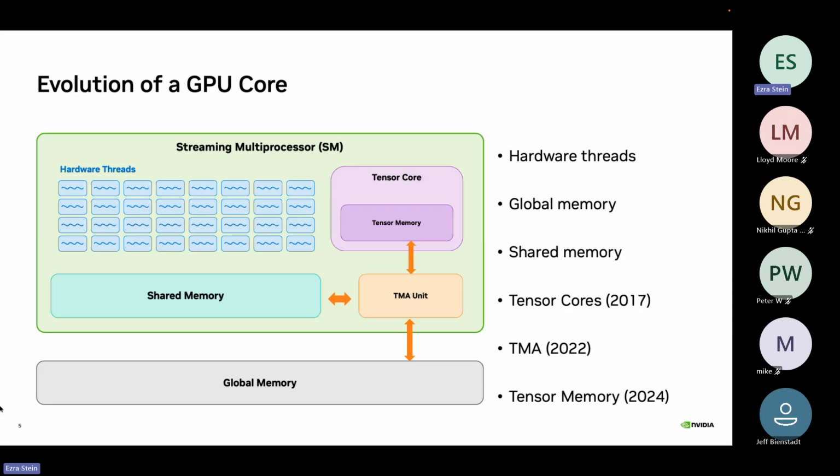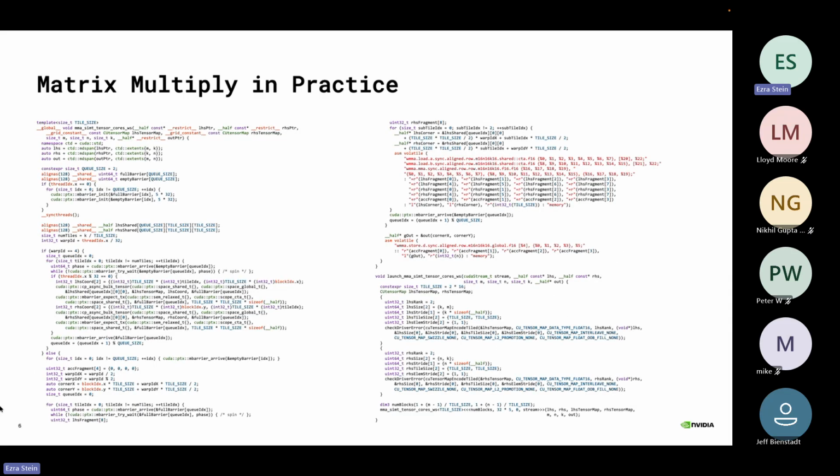So in order to manage all of these resources, you'll probably end up writing code that looks like this. This is some code that performs a general matrix multiply on an arbitrarily large matrix. I wrote this up in preparation for the talk. I'm not going to go through it in too much detail because it's quite complicated, but I do want to point out a few things.